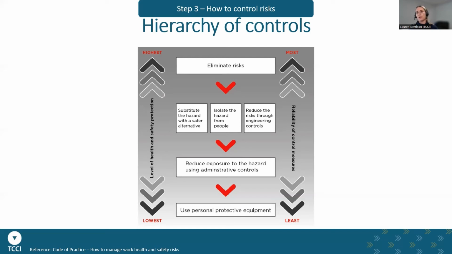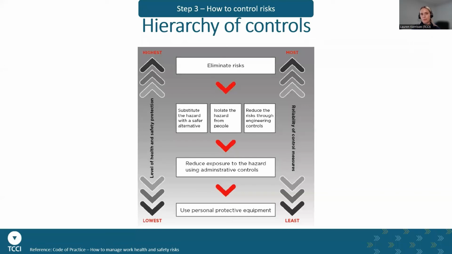But it's not always reasonably practicable to eliminate hazards, okay? So driving is a hazard, for example. But if you need to drive or get A to B as part of your job, you can't eliminate that. So let's say we can't eliminate a hazard. We would then do one of these 3. So we would substitute the hazard with a safer alternative, isolate the hazard from people, or reduce the risk through engineering controls.